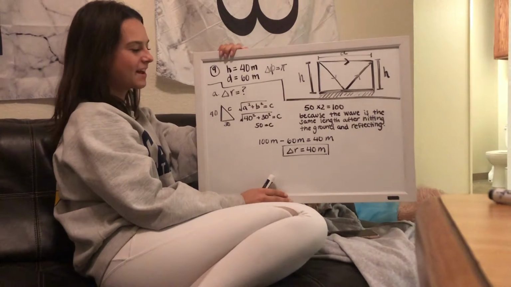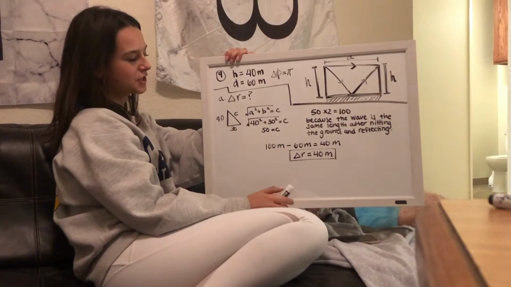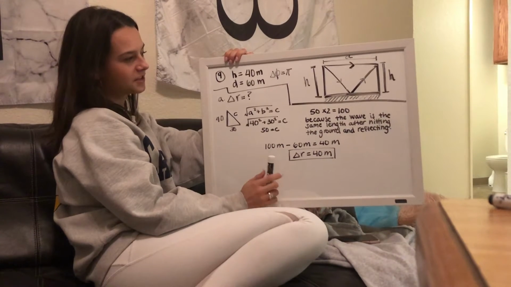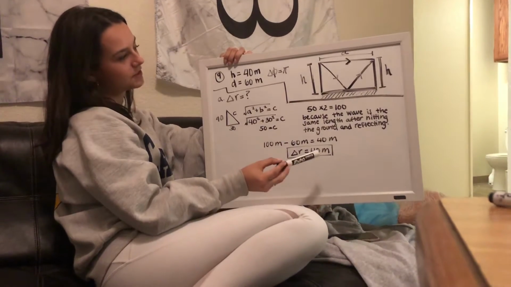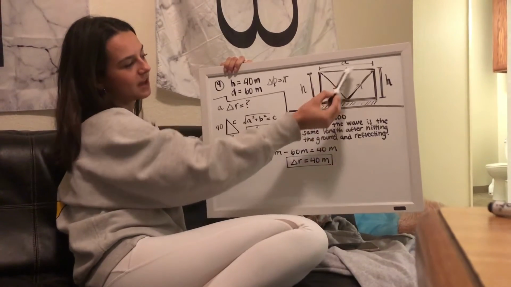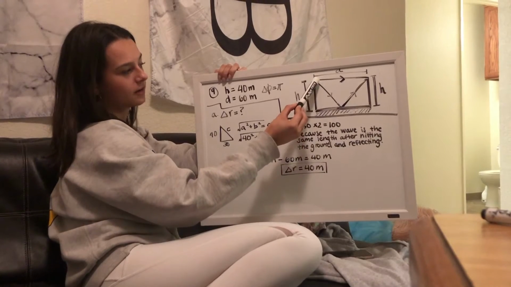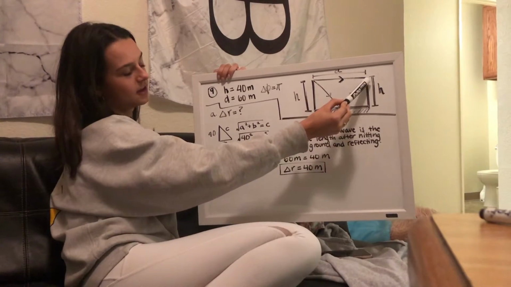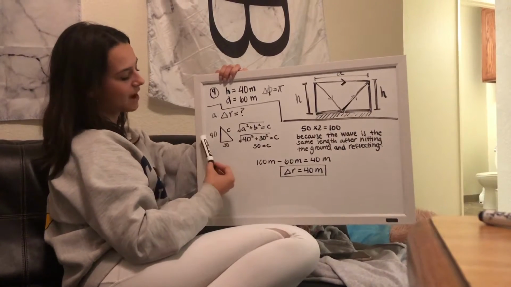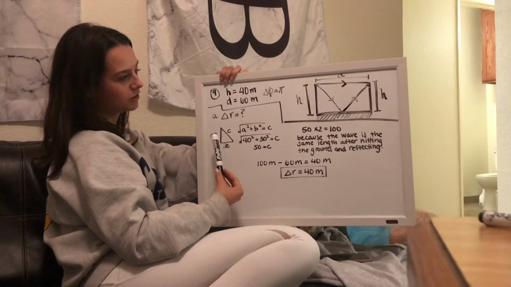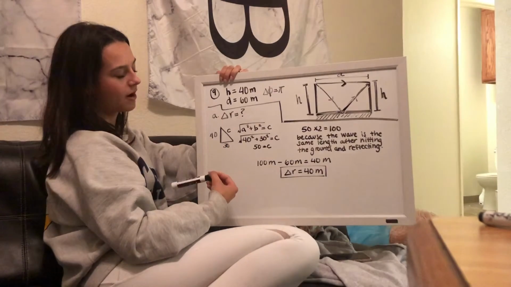Here's part A of number 9. So we're asked to find delta r, and to do that you want to subtract one path length from the other path length. So first we're going to solve for this path length in between the two cell towers, and to do that you want to use Pythagorean's theorem to find the hypotenuse.